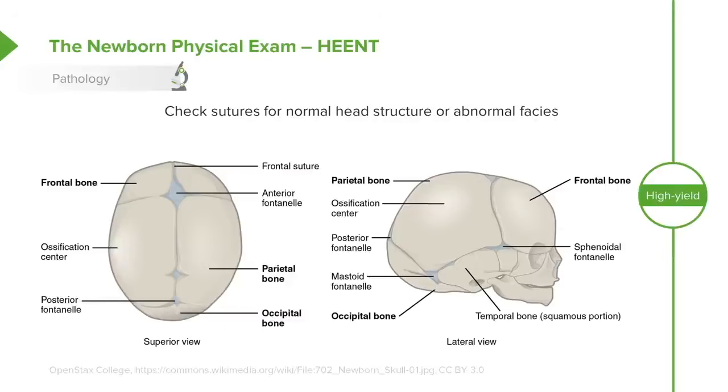Also, you should feel a fontanelle in the anterior portion of the skull, as pictured here, and a very small, finger-sized posterior fontanelle. You should feel both of those and all the sutures, and if you feel any asymmetries or abnormalities, those should be noted. This could be a partial craniosynostosis, for example.